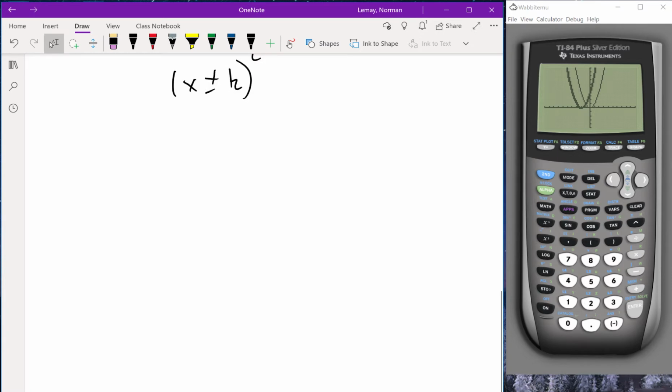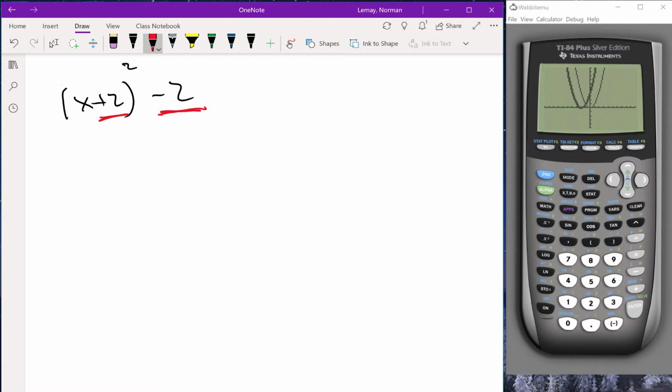So now the question is this: putting both of these together, what happens if we were to take a look at the graph of (x plus 2) squared minus 2? So what happens to the graph of x squared when we put both of these together? Well, as we have observed, this plus 2 should shift the graph of x squared to the left 2, and this minus sign should take the graph of x squared and shift it down.